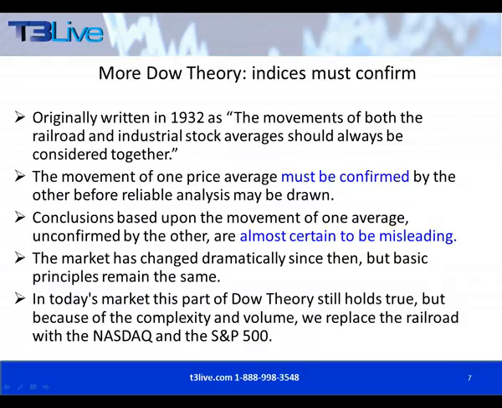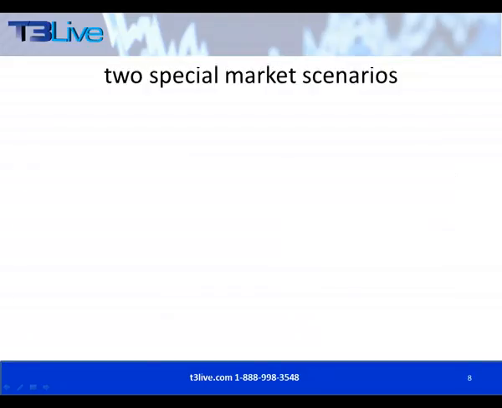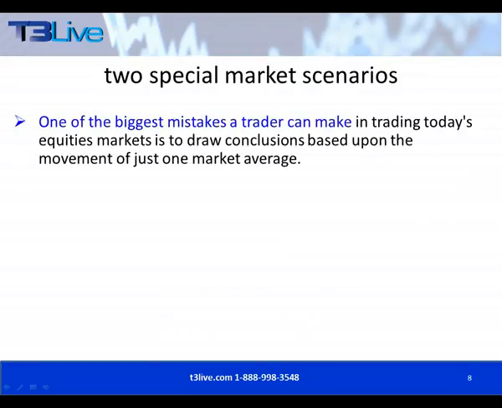But because of the volume, the complexity of the global market now, we're using the NASDAQ, the S&P, and the Dow all at the same time. And we're going to talk about how to do that. So what are the 2 special market scenarios that we're going to talk about in relation to Dow theory?